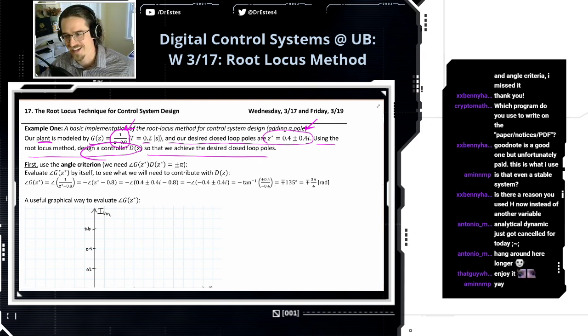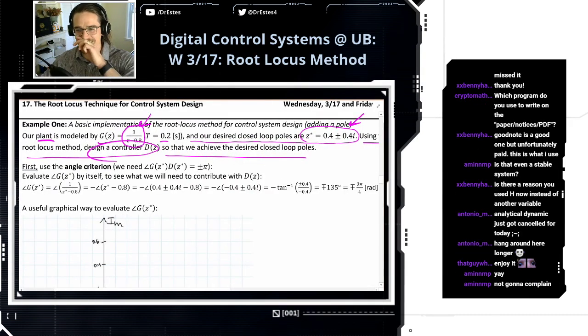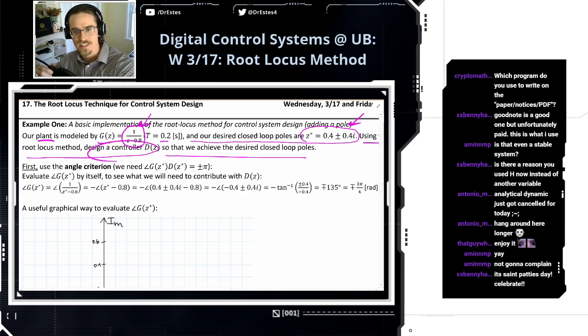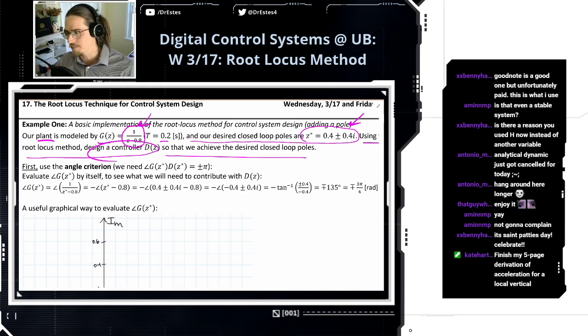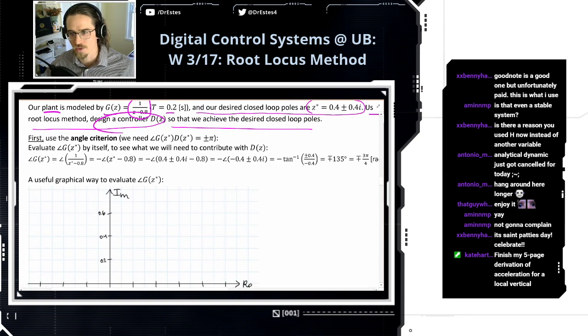You're going to enjoy... I love that face that you've just made. It's St. Patty's Day, you gotta celebrate, that's true. Finish my 5-page derivation of acceleration for a local vertical? Good grief.